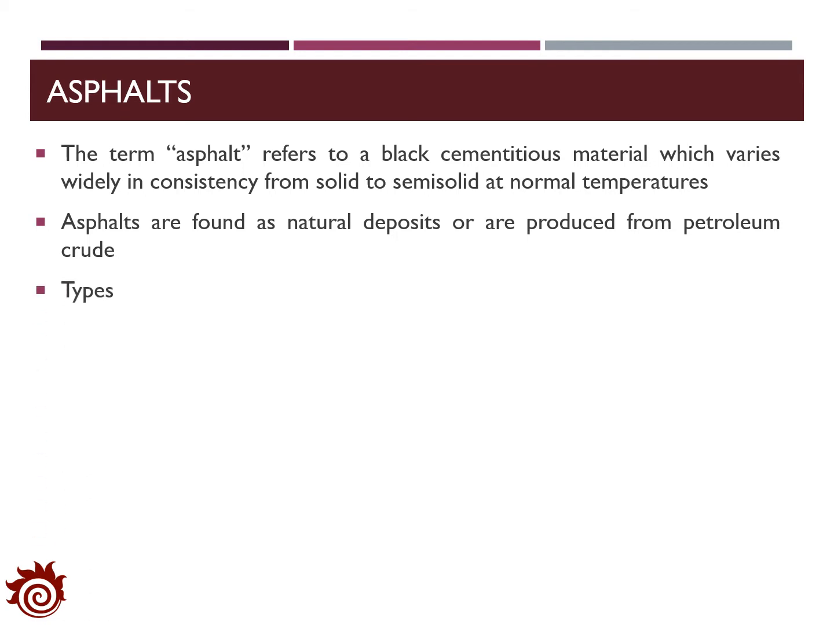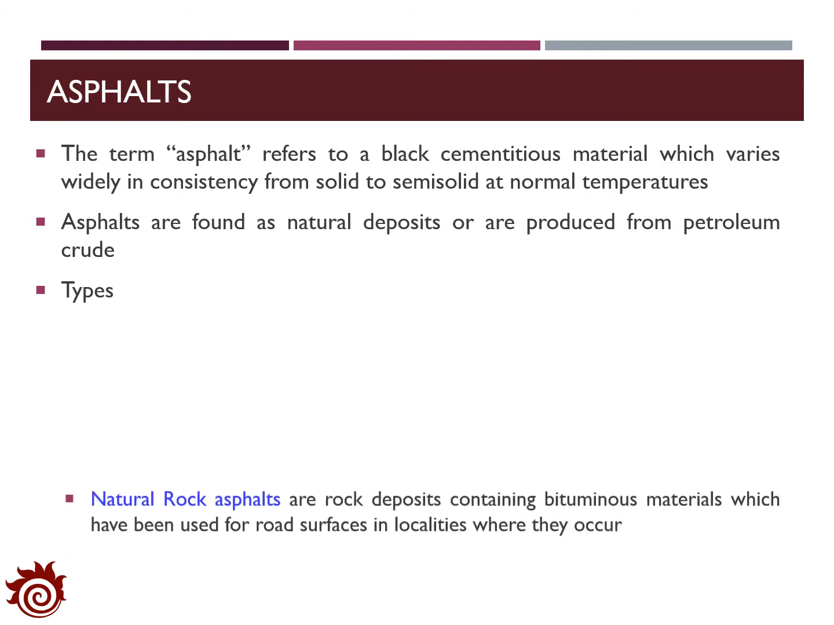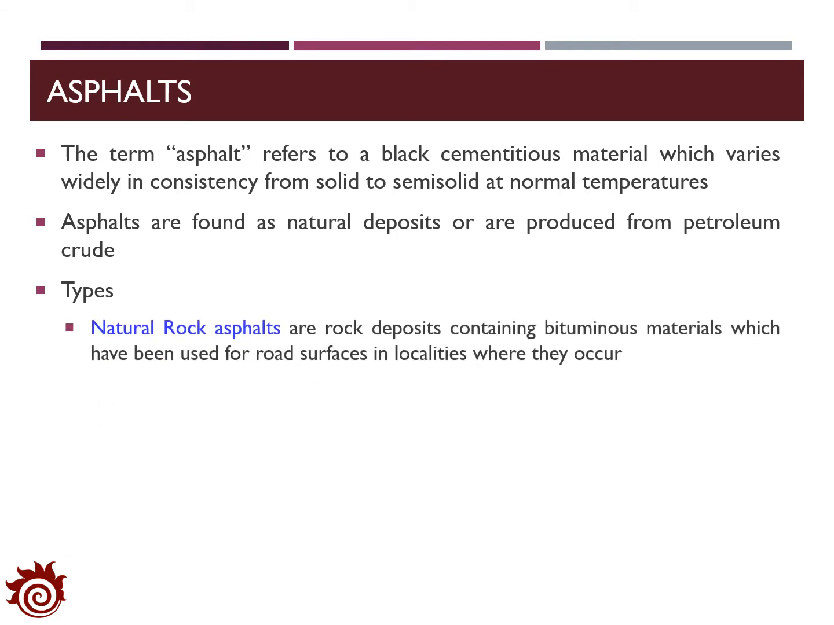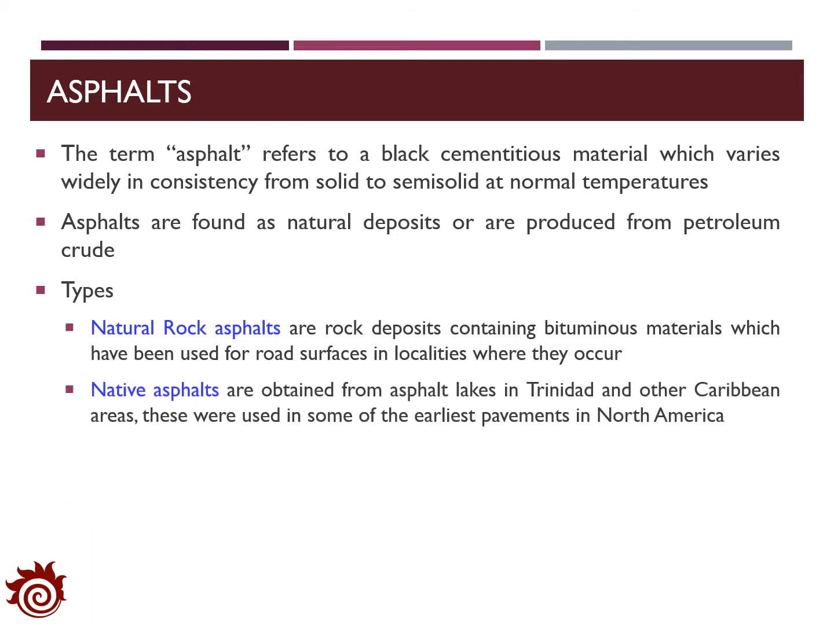There are three types of asphalt. The first one is natural rock asphalt, which are rock deposits containing bituminous materials, and they are widely applied for road surface in localities where they are available. The second one is native asphalt, or we call it lake asphalt. They are obtained from asphalt lakes in Trinidad or some other Caribbean areas. These asphalts were used in some of the earliest pavements in North America.